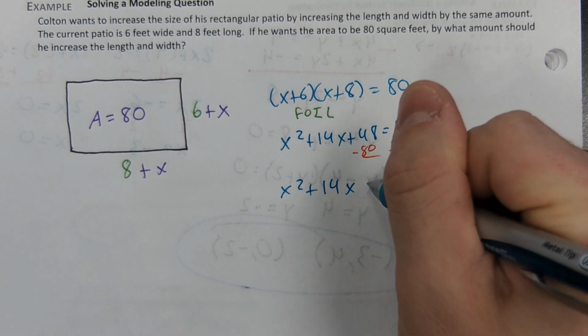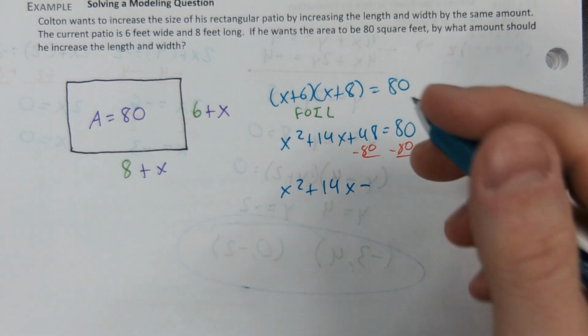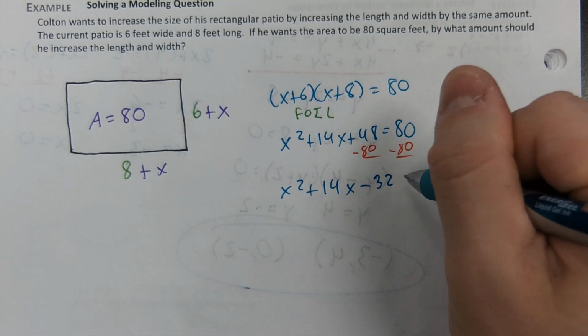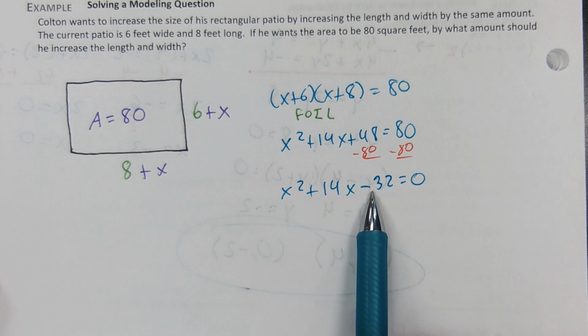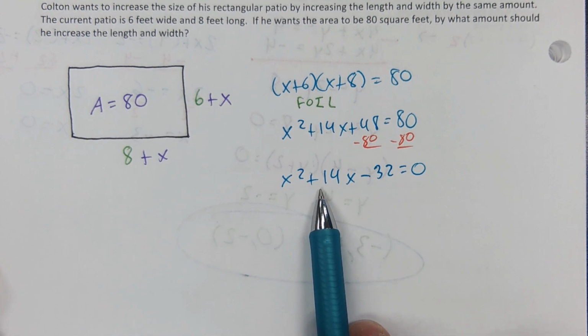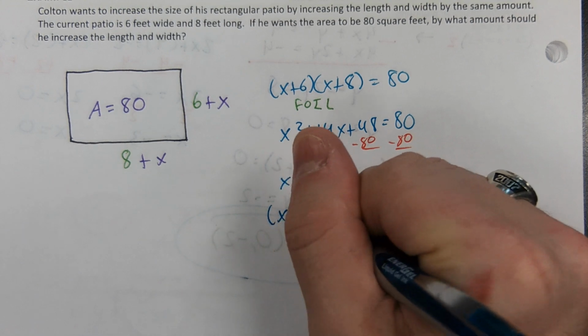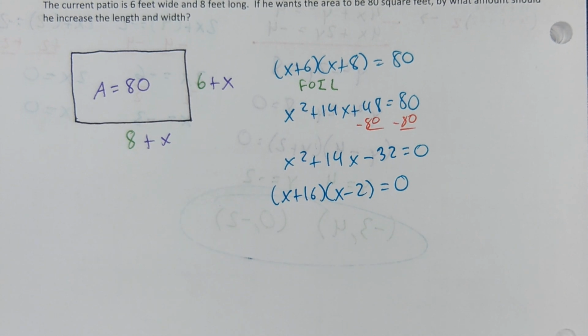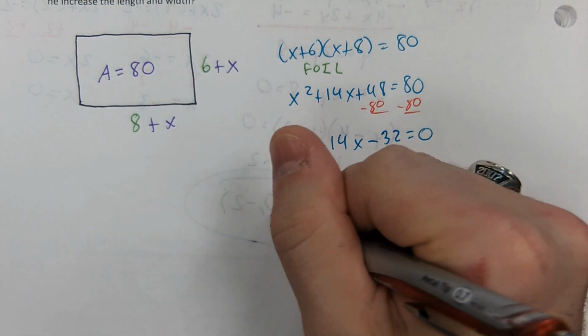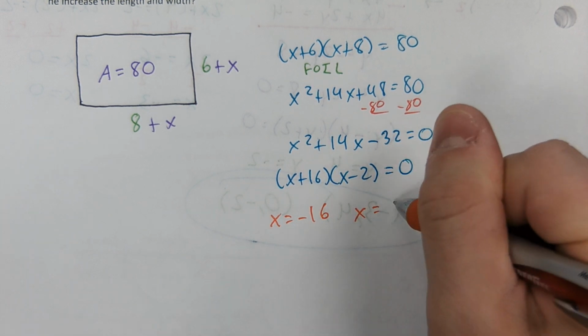What is that, 32? 32. So what we are on the hunt for is two numbers that will multiply to negative 32, but add to 14. It's 16 and 2. One of them has to be negative, but we need them to add to be a positive. That makes the larger of the two numbers the positive number. So that gives us x plus 16 times x minus 2. That gives us two options for solutions. We have x equals negative 16, and we have x equals 2.